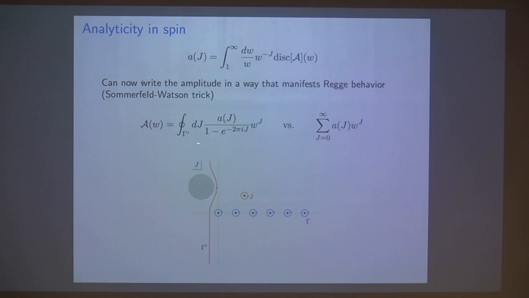So this expression is better than this expression if you're interested in Regge physics. And the reason is that this expression involves arbitrarily large positive j. And at arbitrarily large positive j, w to the j seemingly behaves really badly. But in this expression, the contour integral over j stays at some bounded real part. So it makes clear that the amplitude is nicely behaved at large w. Its growth is bounded.